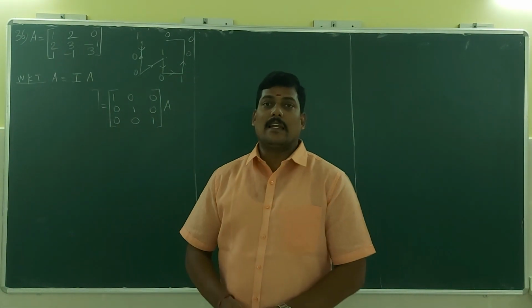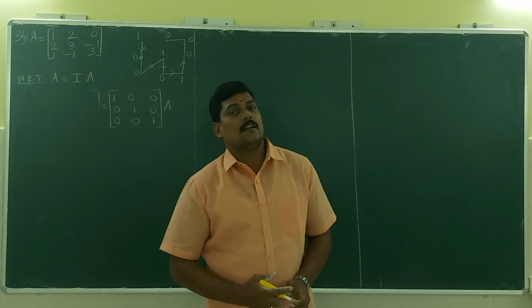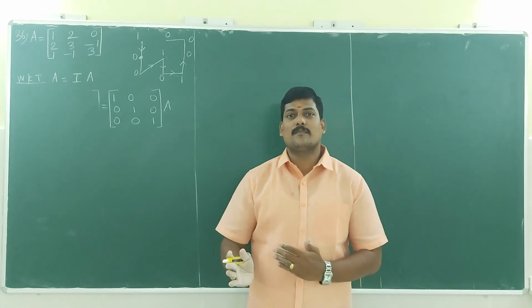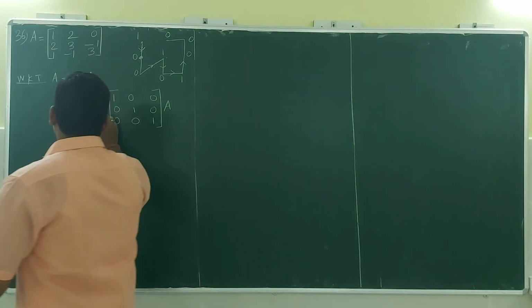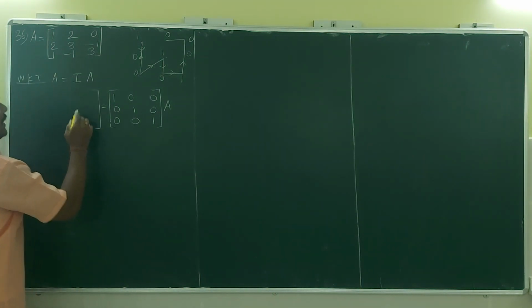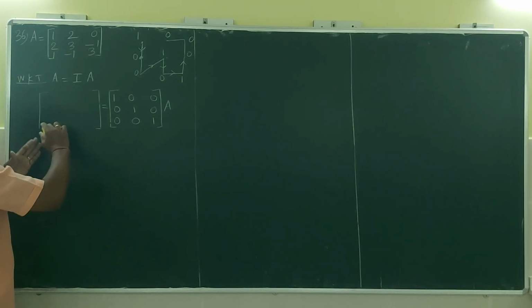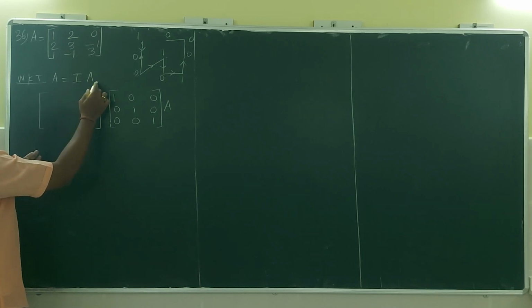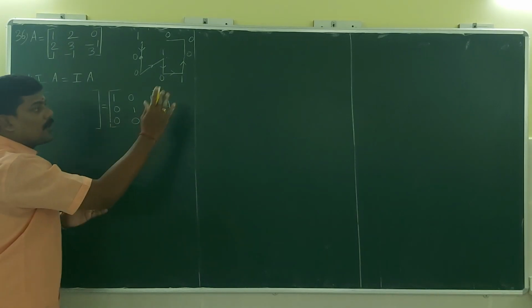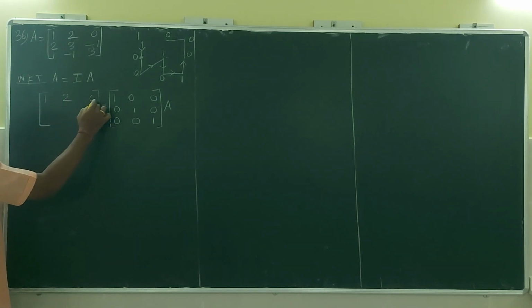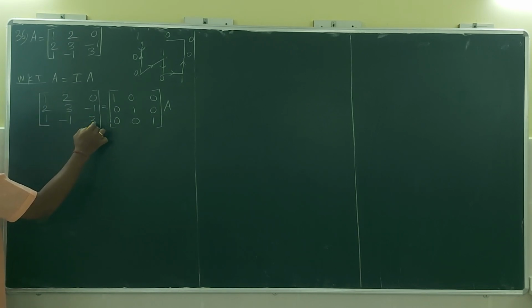First step is we know that A equals IA, because I told you, elementary row transformation will be applied only to the first matrix on the RHS. Then only the equality will hold good for each and every step. You cannot change that. So if you apply the row operation, it should be like this. So the matrix is 1, 2, 0, 2, 3, minus 1, 1, minus 1, 3.